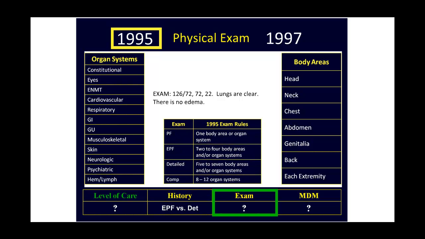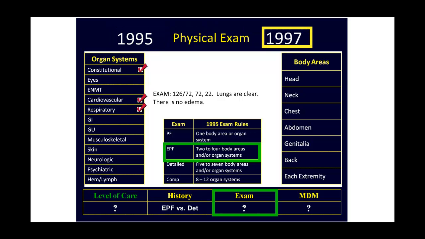For this encounter, we'd get credit for examining the constitutional, respiratory, and cardiovascular systems, which means this adds up to an EPF exam using the 95 rules. The next step is to check the 1997 guidelines.